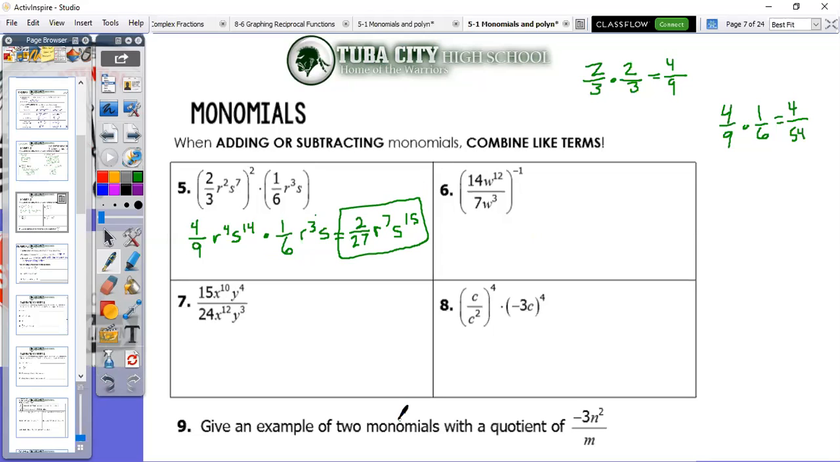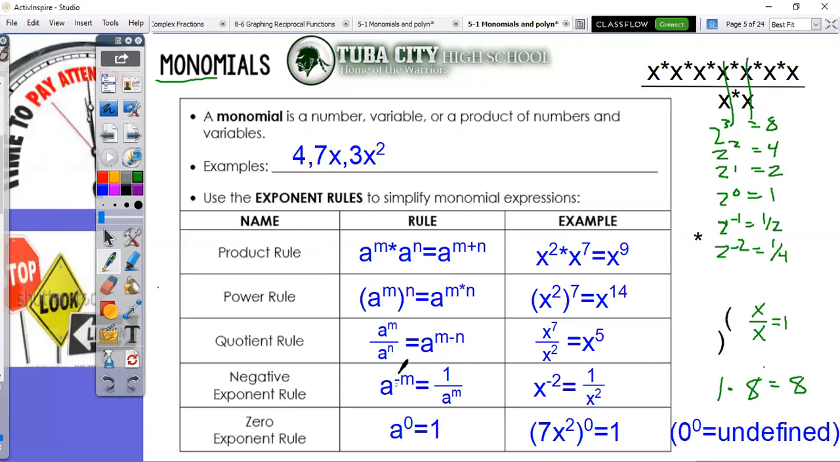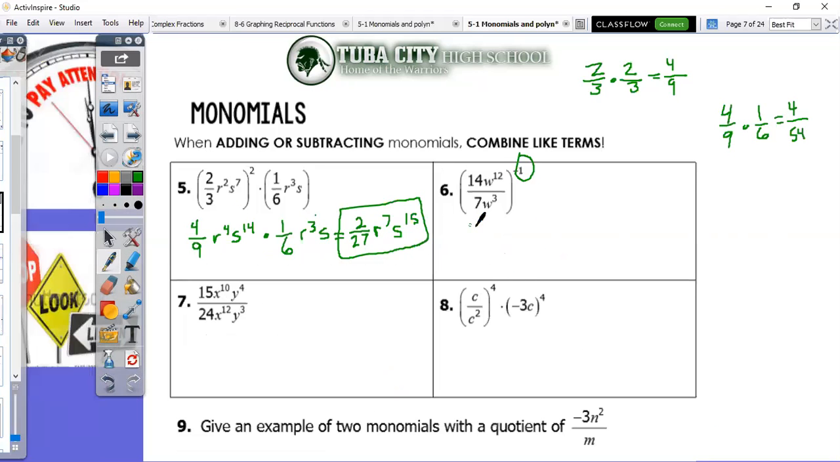All right, let's go ahead and move on to number 6. Now this one here has a big -1 covering the whole thing. Okay, we have a big old -1. And that means everything has to switch sides. So that means 14 to the -1 power, w to the -12 power, 7 to the negative 1 power and w to the negative 3 power. But again, we're going to use the negative exponent rule. If you have a negative exponent, switch the side of the fraction that it's on.